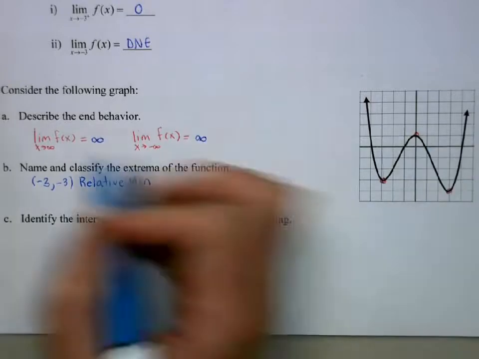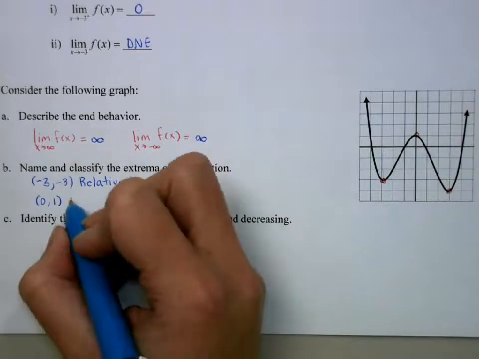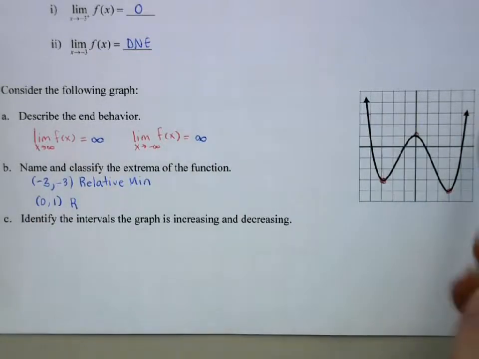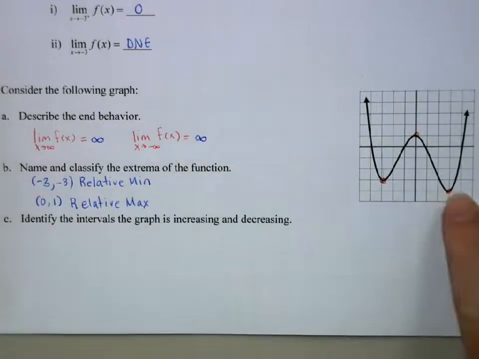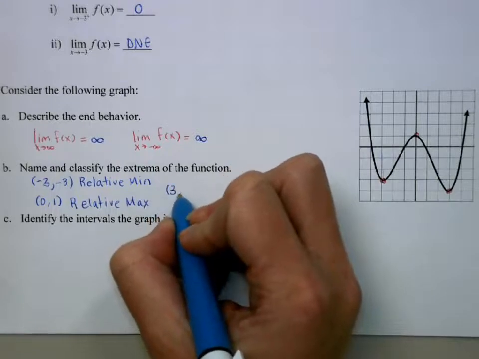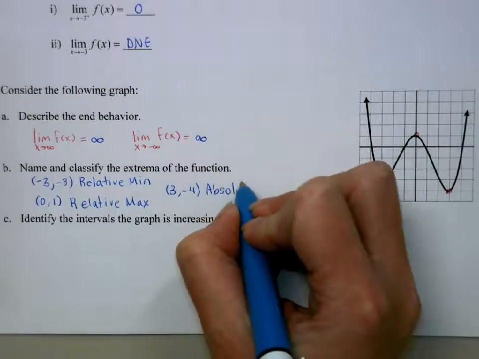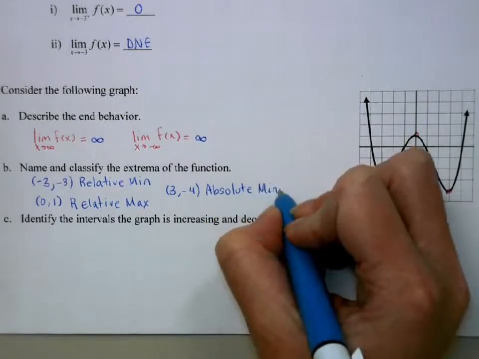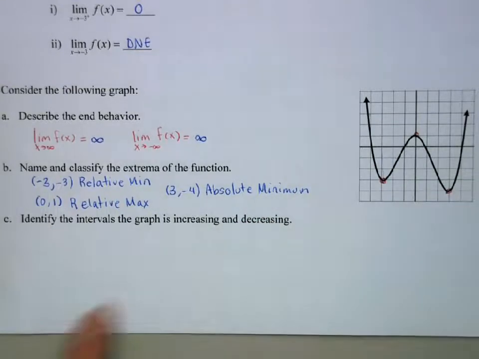This one at 0, 1 is a relative maximum because there are still values on this graph that are larger. This last one over here at 3, -4 is an absolute minimum, because it is the smallest on the graph. So a graph can have multiple of all of these. It could have none of these. It just depends on what it looks like.